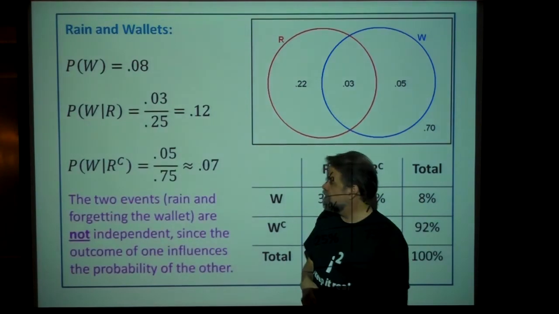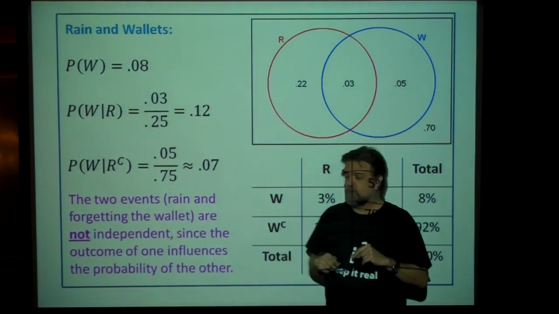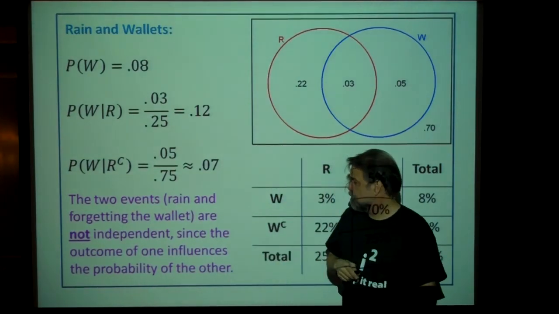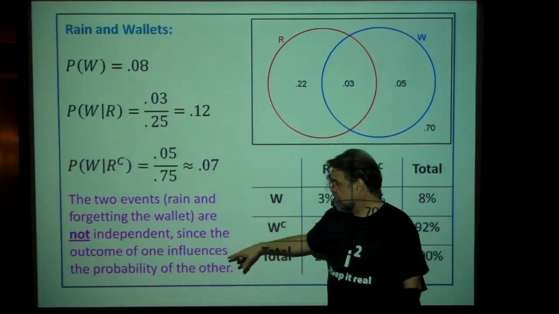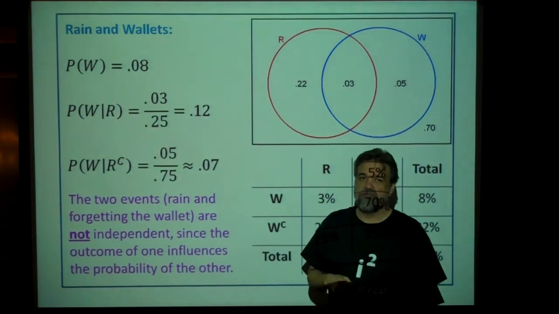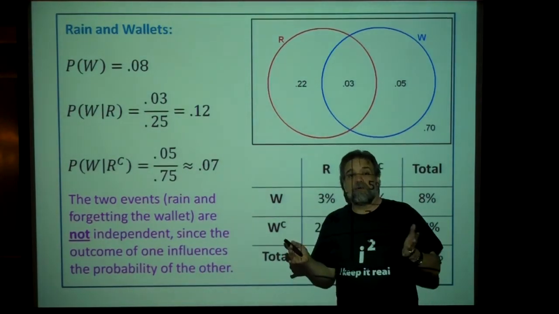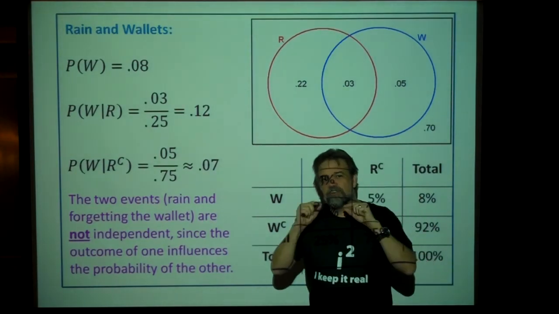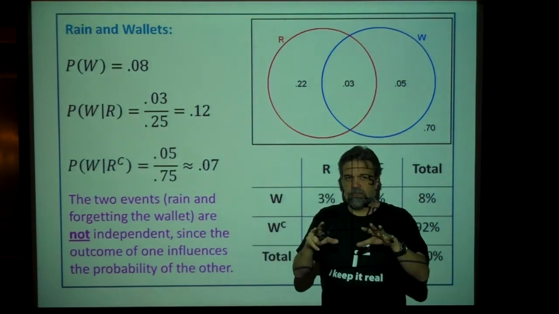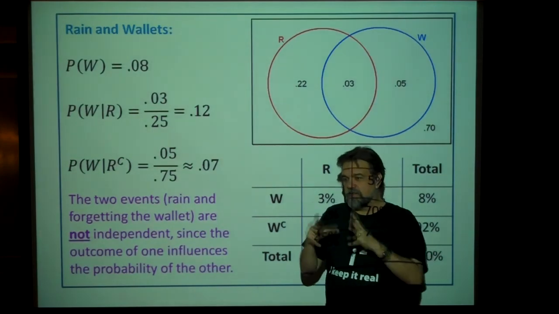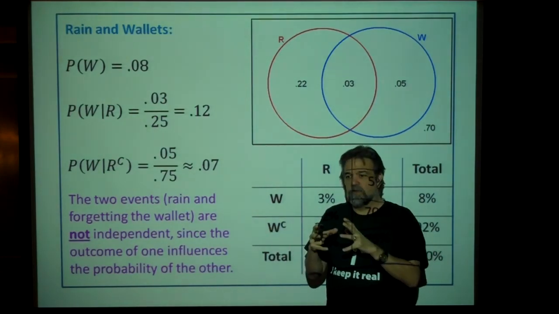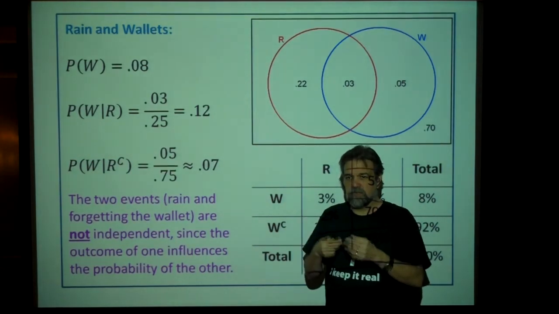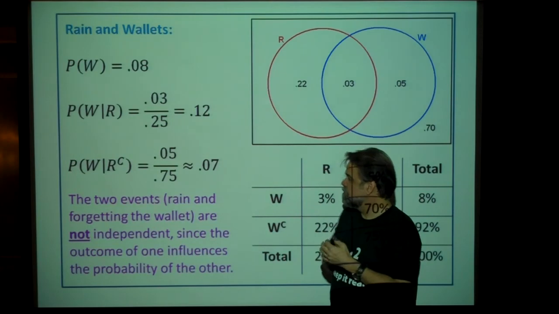And that means these two events are not independent of one another. Okay? Rain and forgetting the wallet. They are not independent of one another because the outcome of one influences the probability of the other. Okay? I don't know how it influences. And let's be careful here. I'm not saying it causes the other one to happen. I'm saying that if I know the outcome of one of them, then the probability of the other one happening is changed. It's affected. Okay.